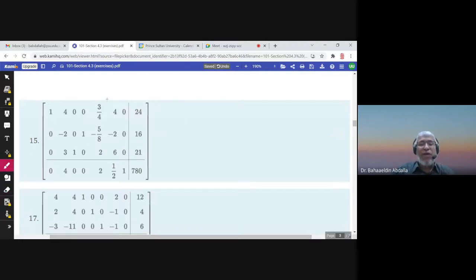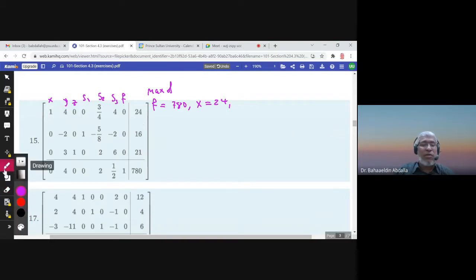Well, I have three inequalities. So these are the coefficients of f, and this is S1, S2, and S3. And I have three variables in this case, x, y, and z. Let me start by f as usual. The maximum of f is 780 because it's complete. And x is a basic variable. Its value is 24. Y is not basic, so its value is 0.